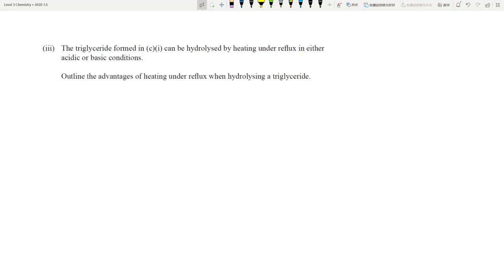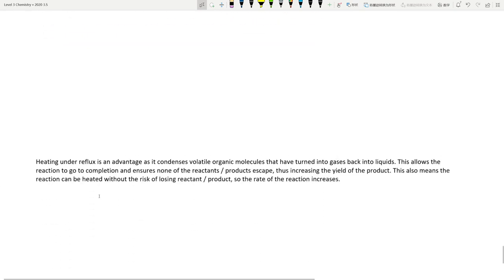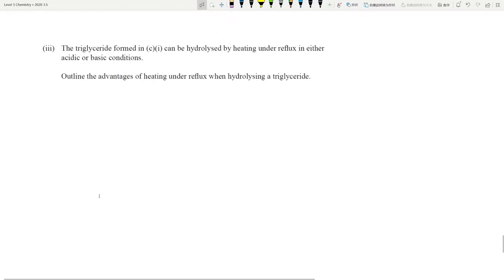40 minutes. All right. Triglyceride from blood can be hydrolyzed by heating under reflux, and basically outline the advantage of heating under reflux. Well, this requires you to understand what reflux is. If you look at the diagram of reflux, I can't draw, but this is as close as I can get. That looks like a measuring cylinder. You can just look it up on a reflux diagram.